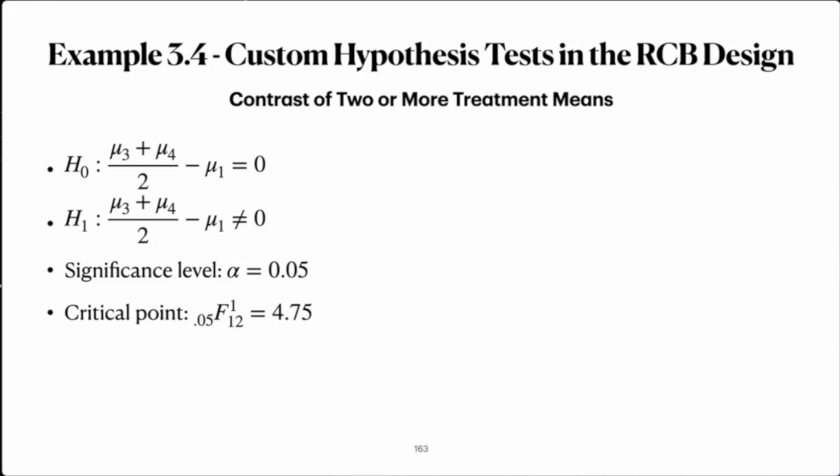Now, obviously, that's equivalent to the null hypothesis that says that the arithmetic average of the means of treatments 3 and 4 is equal to the mean of treatment 1, and the alternative would therefore be that those are not equal. And so expressed in terms of a difference, it would be that mu sub 3 plus mu sub 4 all over 2 minus mu sub 1 is not equal to 0. We'll use a 0.05 level of significance again. The critical point for this test will therefore be the upper fifth percentage point of the F distribution with 1 numerator and 12 denominator degrees of freedom, which again is 4.75.